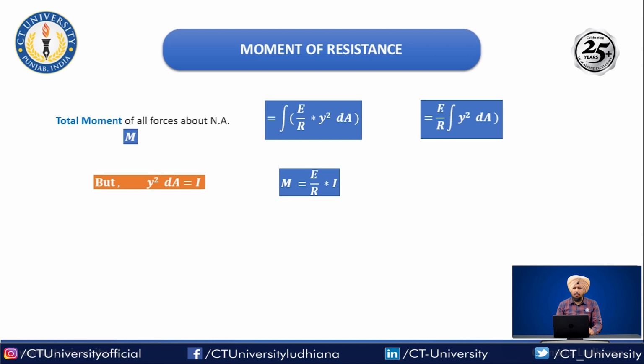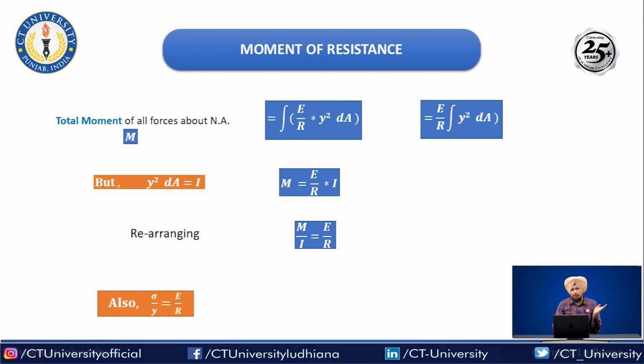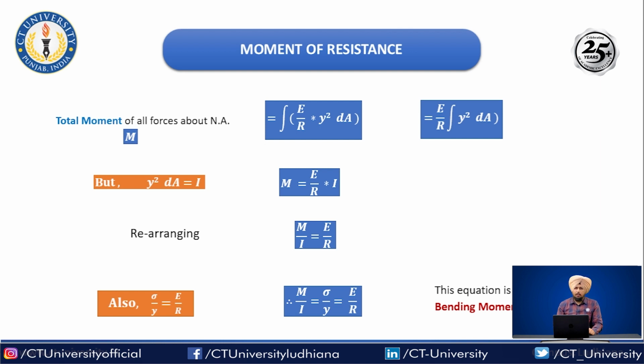So from this relation we can write integral of y square dA equal to I, and we have the relation M equal to E upon R into I. Rearranging this equation, we have M upon I is equal to E upon R. From the previously derived relation, sigma upon y was equal to E upon R. Combining these two, we can write M upon I is equal to sigma upon y, and that is equal to E upon R. This is a very famous equation, known as the bending moment equation.